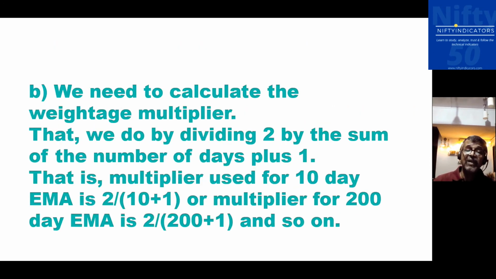Secondly, we need to calculate the weightage multiplier for EMA. In EMAs, we always apply a multiplier weightage. That we do by dividing 2 by the number of days plus 1. That is, if we are doing it for 10 days, 2 divided by 10 plus 1, 2 divided by 11. If we are doing it for 100 days, 2 divided by 100 plus 1, that is 2 divided by 101. That is how we give the multiplier effect.